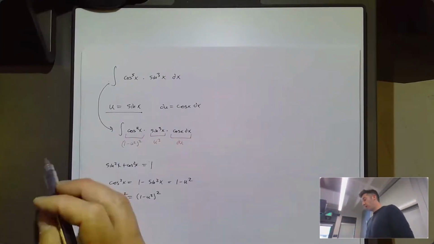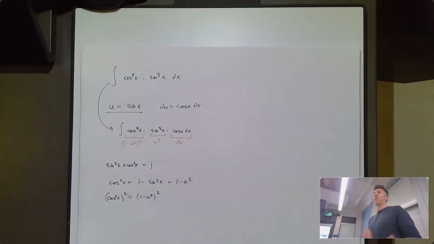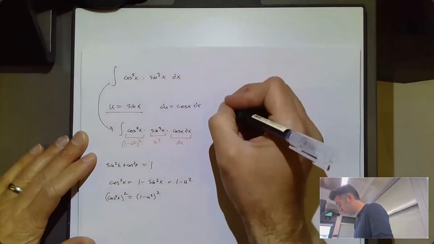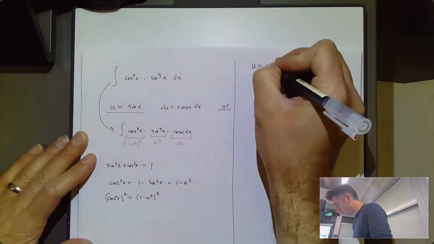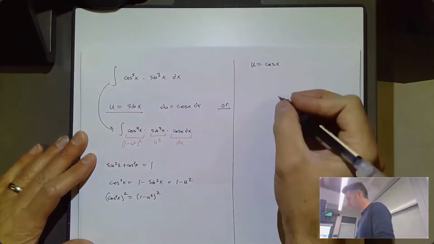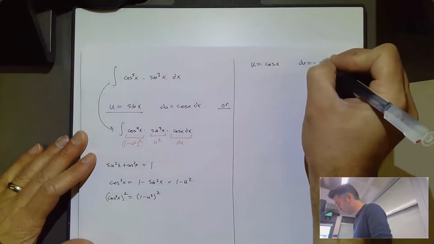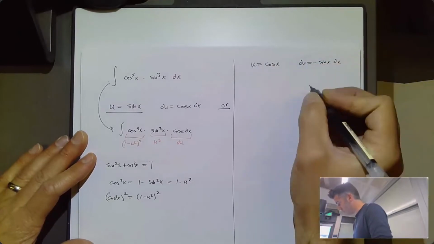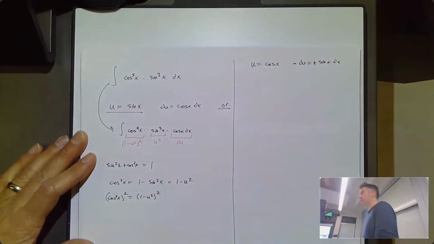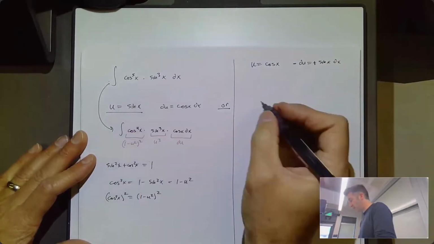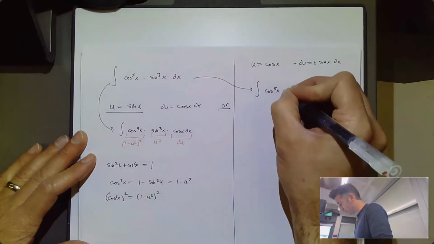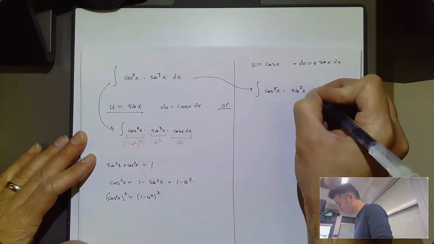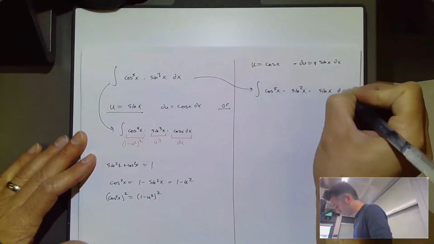If both powers are odd, you always pick u to be the one to the higher power. It's going to mean there's less left over of the other one. So instead, pick u equal to cosine x. Then your du is going to be negative sine x dx. We're going to change it to a negative du equal to positive sine of x dx. And then I'm going to rewrite my integral as the integral of cosine to the fifth x times sine squared x times sine x dx.